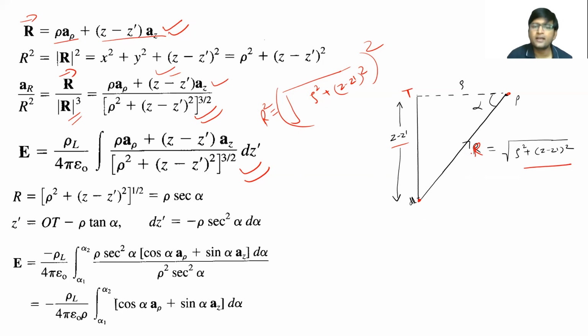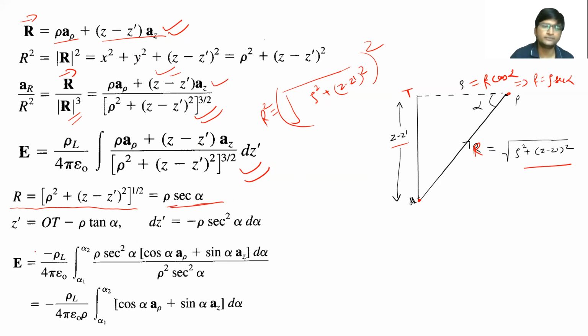Now using this triangle, you can calculate the value of R in terms of rho and sec alpha. So what is this rho? Rho is nothing but R cos alpha, not theta, it is alpha. So you can say that R is equal to rho sec alpha. So this is what is written here. R is equal to rho sec alpha.